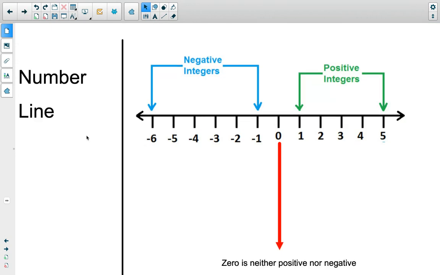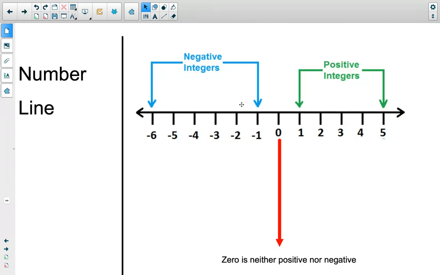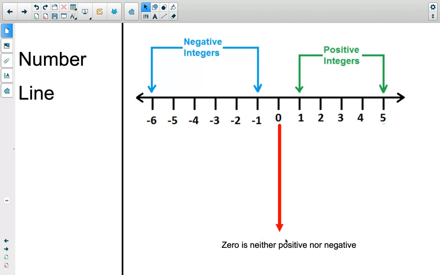Let's talk about our number line. On a number line, numbers to the left of 0 are negative. And so these are negative integers, -1, -2, -3, etc. And to the right of 0 are positive integers, 1, 2, 3, 4, 5. 0 is in the middle here. It's neither positive nor negative.